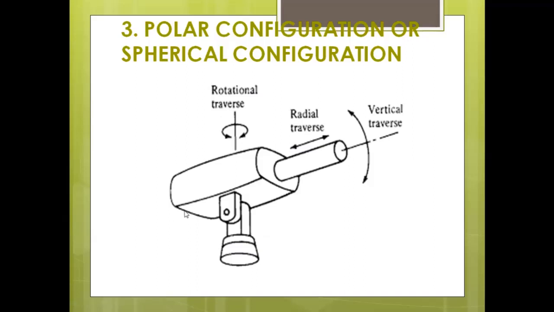Just observe here. This is the base of the robot. This is one part, and this is another part. One part is connected to the base by using a rotary joint. The axis of the rotation is vertical, but it is rotating horizontally.